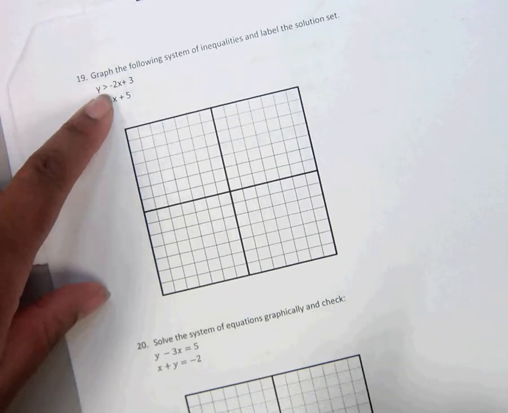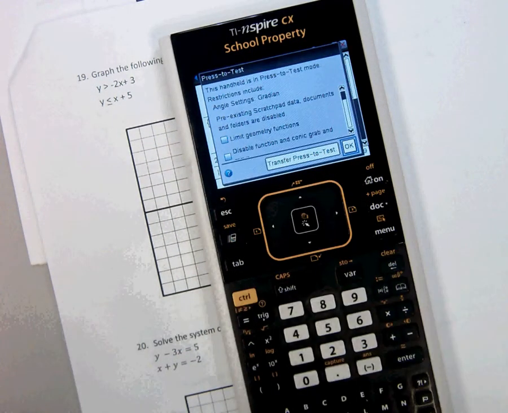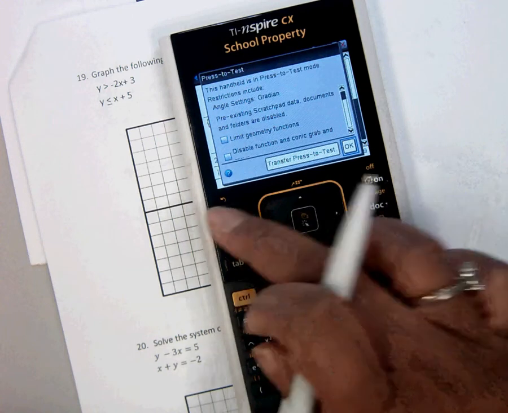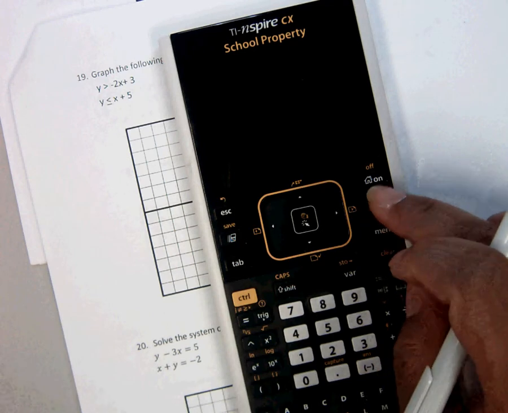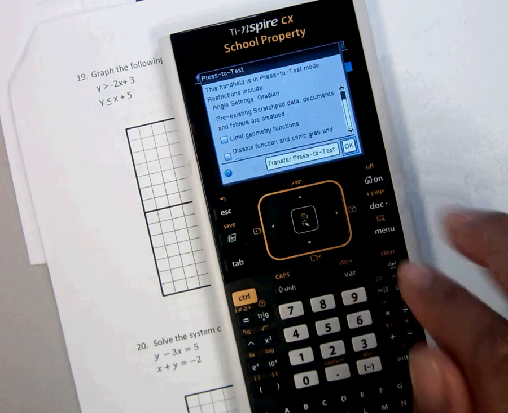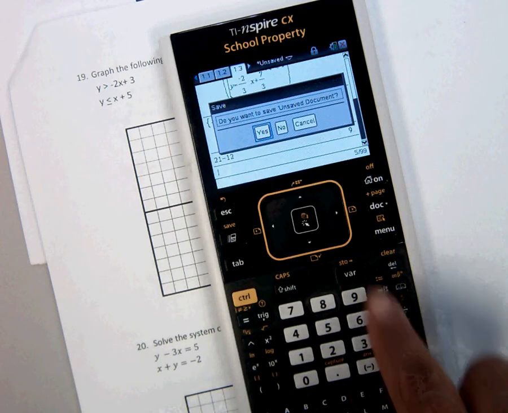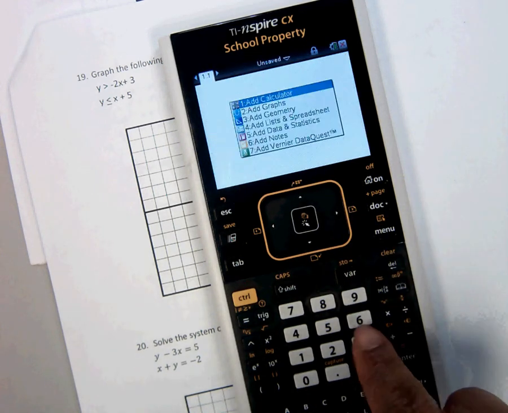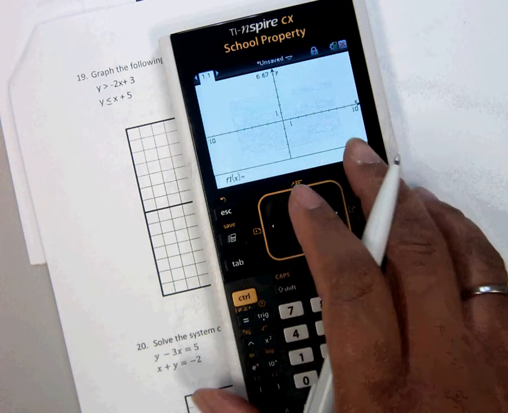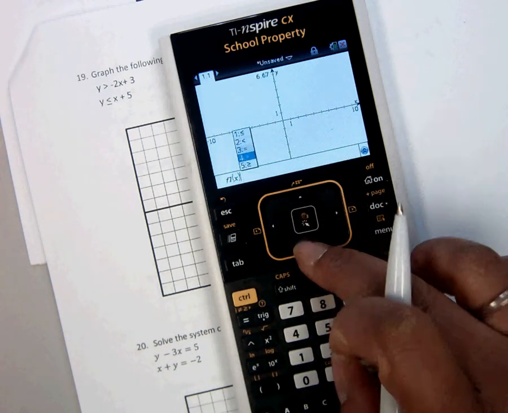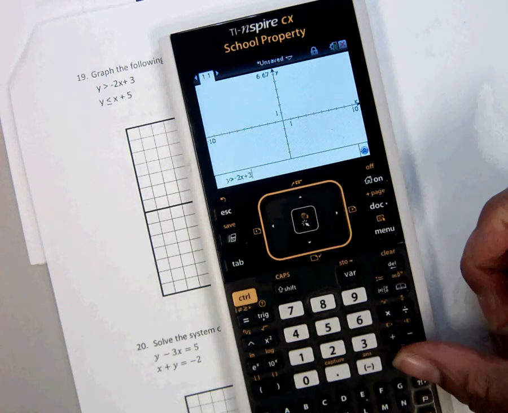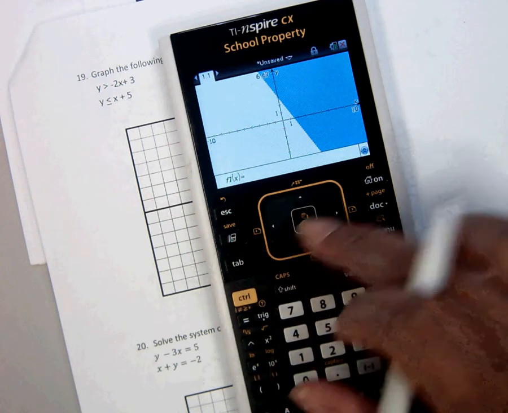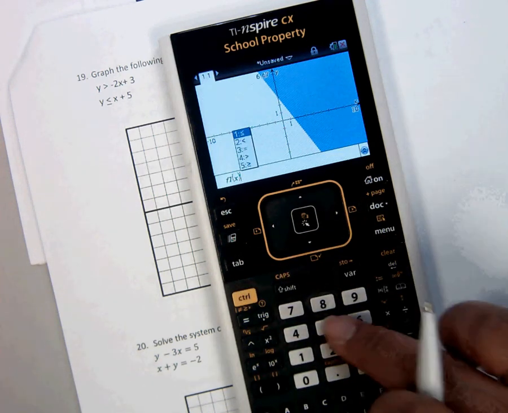Graph the system of inequalities and label the solution set. They are both solved for y, so if you want to do it by hand, go for it. To save time, I'm going to use a calculator. New document, don't save it. Want to add a graph? Enter. Delete greater than number 4. Negative 2x plus 3. Tab, bring up the new one, erase the equal sign. X plus 5.